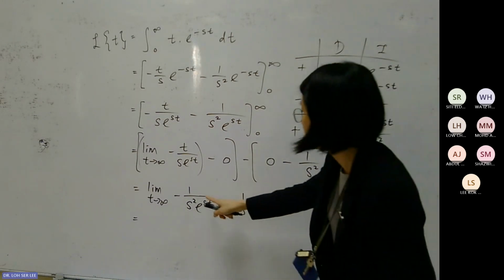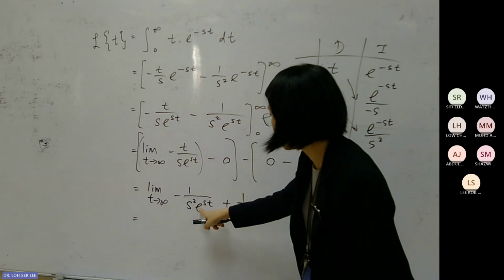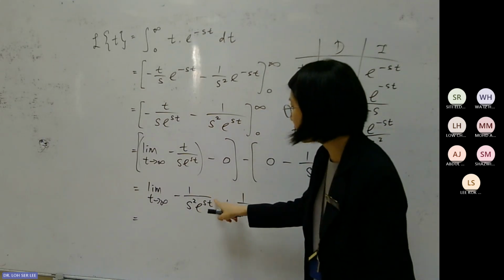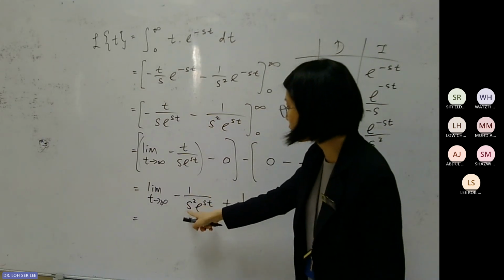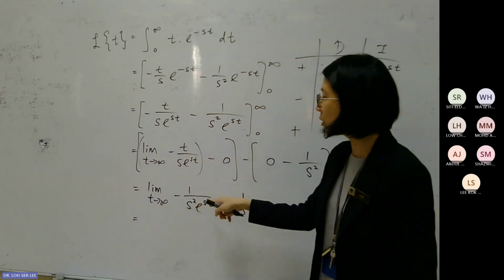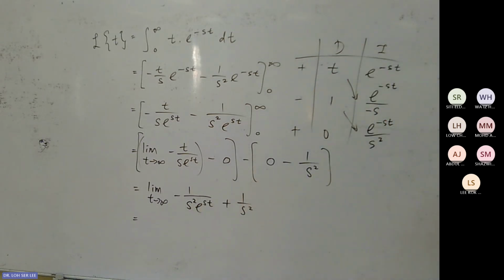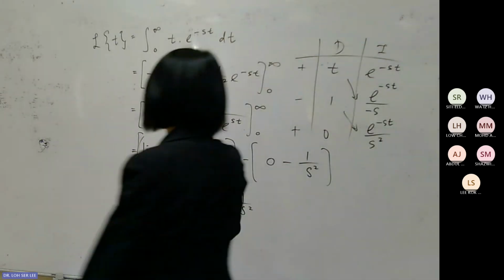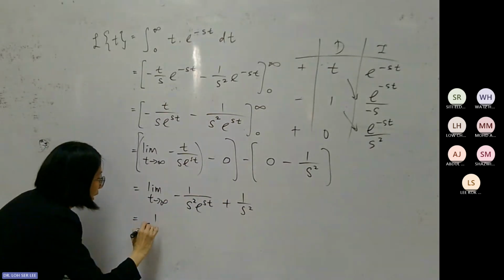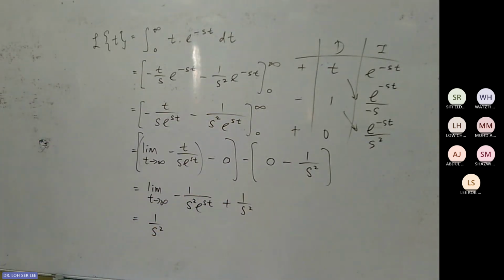What do you get? One over, this is e to the infinity. E to the infinity is infinity. Infinity times s squared is still infinity. One over infinity is 0. So we have 0 plus 1 over s squared, which is 1 over s squared.